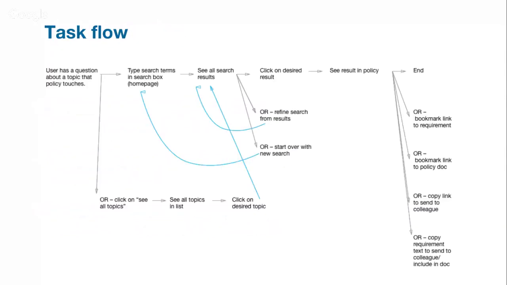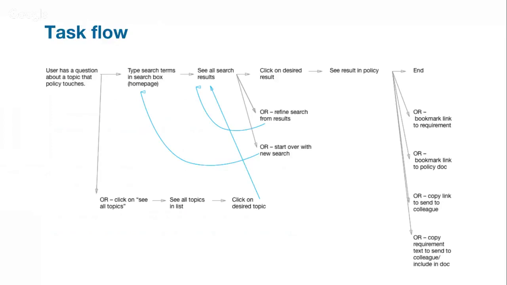To start out, this is something you will never see actually in the UI, but it's often helpful to map out the task flow that a user is going to take when they want to do something. So in this case, we say, okay, so the user has a question about a topic that policy touches. The first thing they're going to do is they're going to type their search terms in the search box. And then the next thing, they'll look at all the search results that they got back. From there, they have 3 possible options.